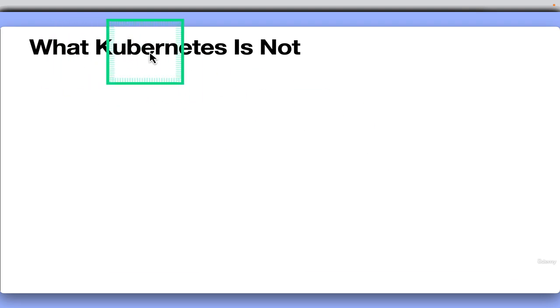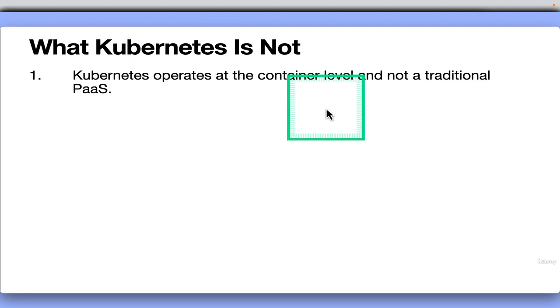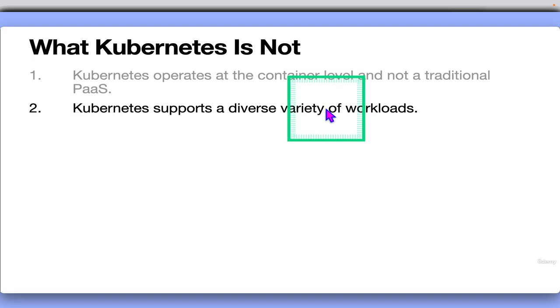So now let's see what Kubernetes is not. Kubernetes is not a traditional all-inclusive platform as a service system. While it provides some features common to platform as a service offerings, such as deployment, scaling and load balancing, it operates at the container level and not at the hardware level. These solutions are optional and pluggable. Kubernetes aims to support a diverse variety of workloads, including stateless, stateful, and data processing workloads. If an application can run in a container, it should run well on Kubernetes.